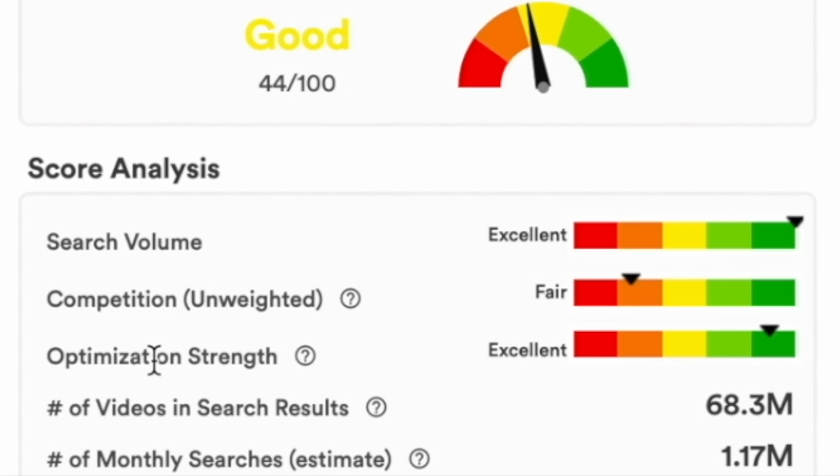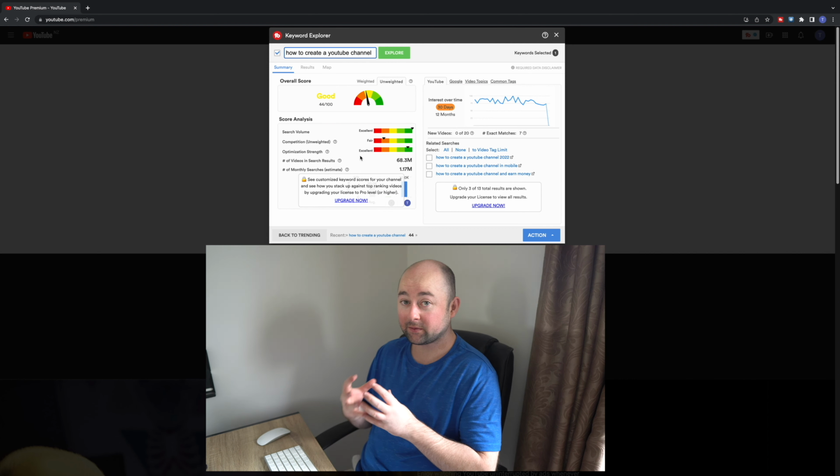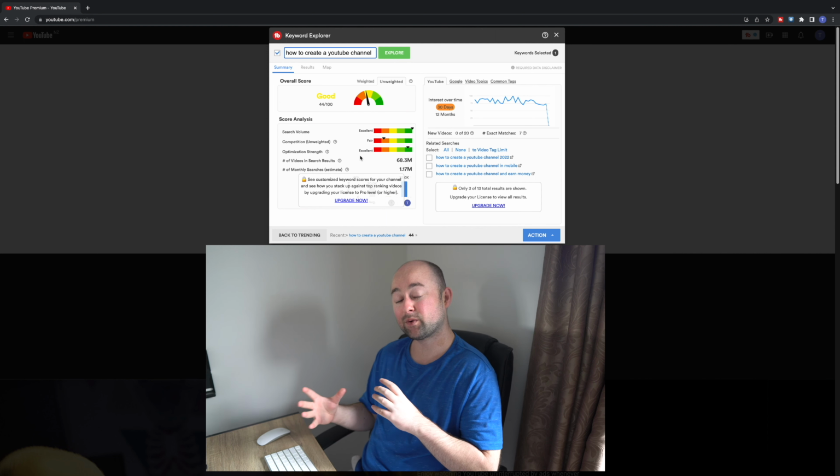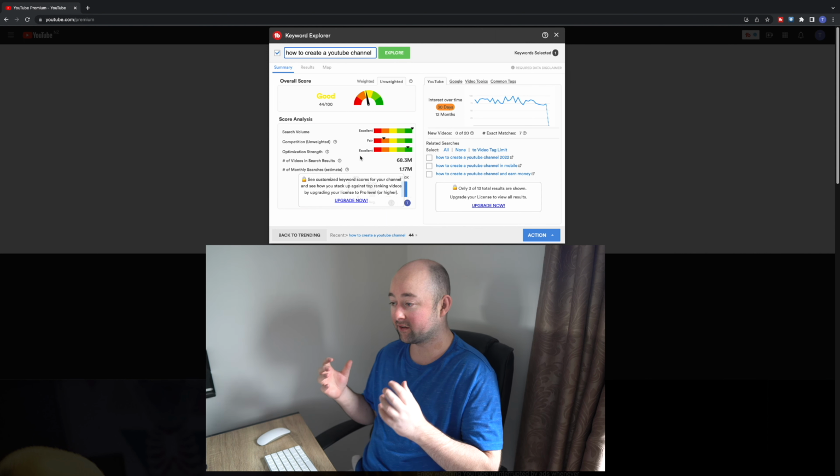Now we run over to optimization strength, and it also tells me that this is in the dark green, and this is excellent. Now correct me if I'm wrong, but I'm pretty sure for optimization strength, you don't actually want it in the green. This is telling me that people have already optimized their videos quite well for this particular keyword, and that's once again why we're only getting a 44 out of 100.